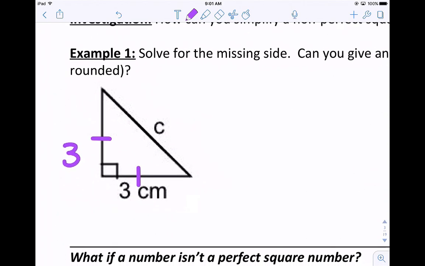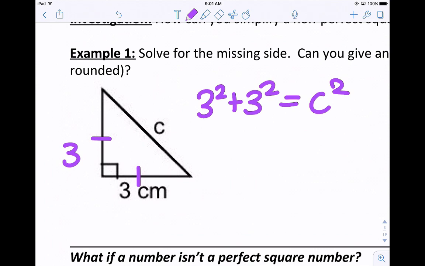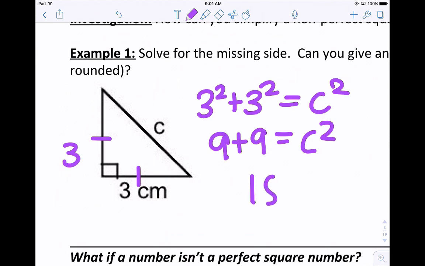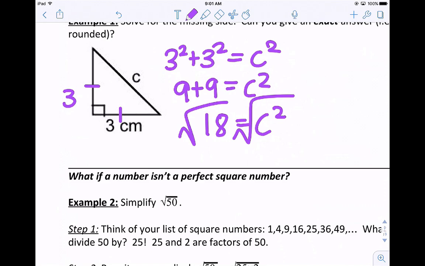Let's solve for C. We can use the Pythagorean theorem. 3 squared plus 3 squared equals C squared. And 3 squared is 9. All right. So we have 18 equals C squared, square root. And before, we could type that number in our calculator, the square root of 18, and get a decimal.